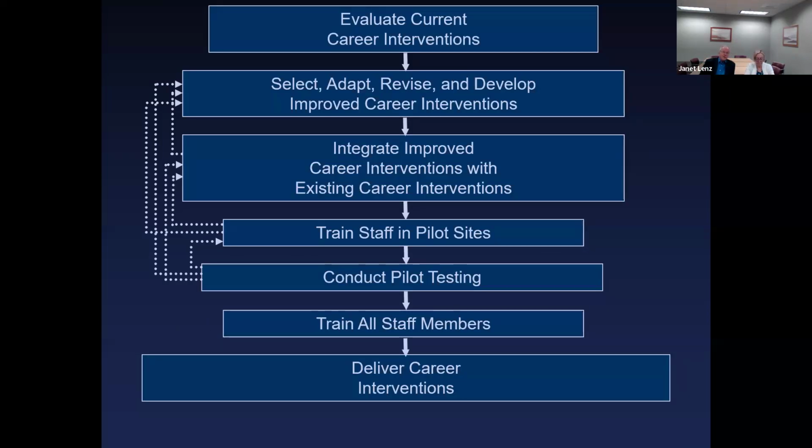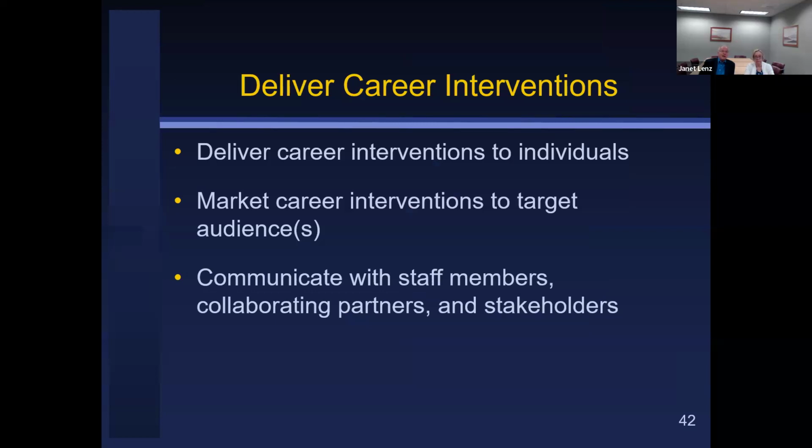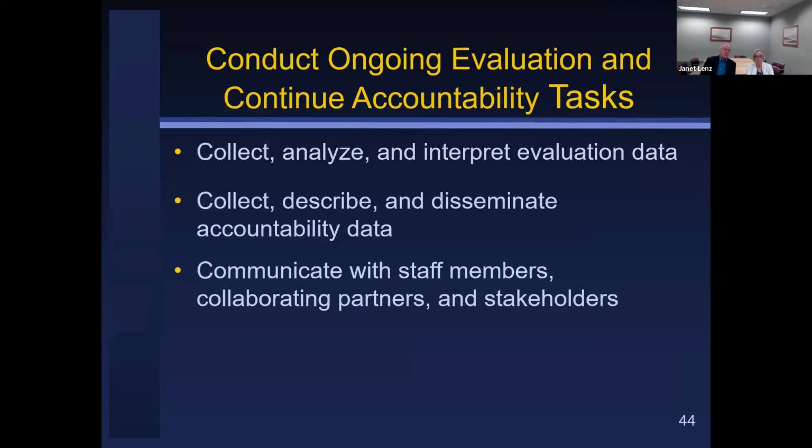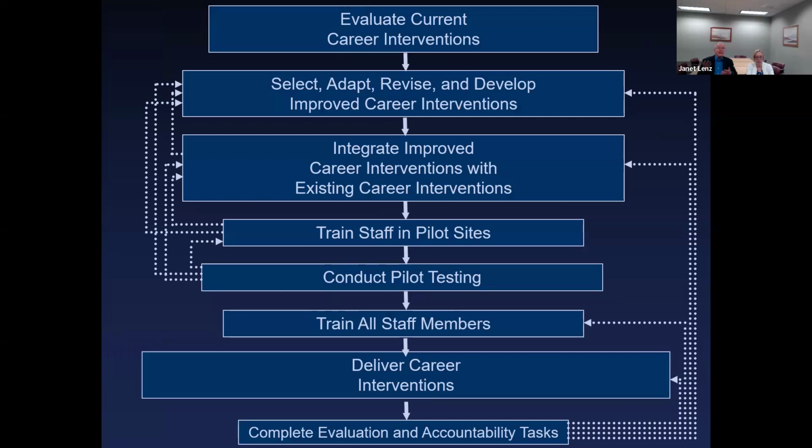Then it comes to delivering these career interventions, and we continue with our marketing, communicate our progress, and then we conduct these evaluation and accountability tasks. And of course, that would be summative evaluation at this point, as well as the accountability tasks that we have talked about. We're going to collect our data and disseminate it and communicate with everyone, showing the progress that we have made. And that's the complete model, and it shows all of the feedback loops.